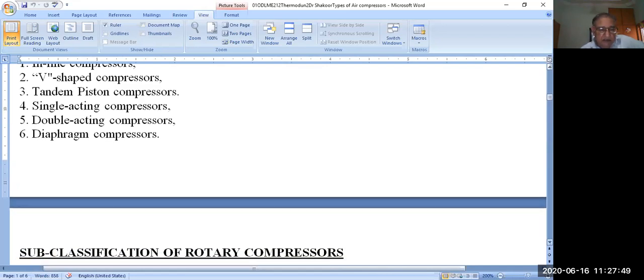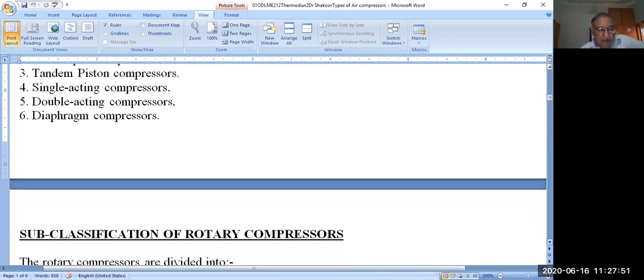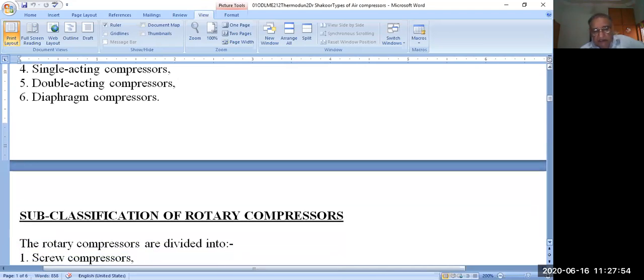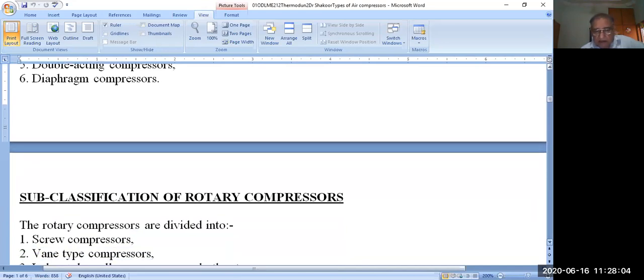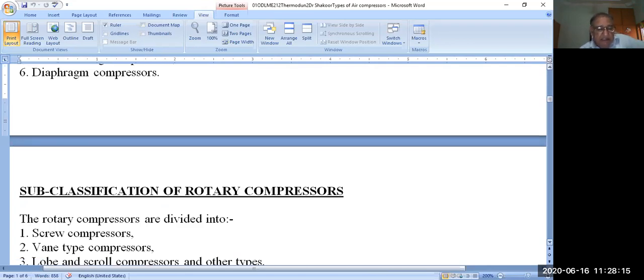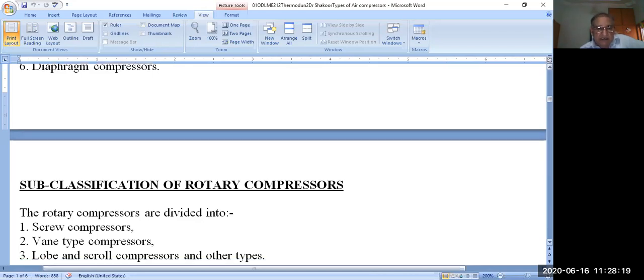Suction takes place on one side of the piston. In double acting compressors, suction and discharge take place from both sides of the piston, to and back, and they compress the gas from both sides, in the forward stroke and the backward stroke. A diaphragm compressor is just a rubber or some flexible material diaphragm, which is vibrated to and back, and this compresses the air.